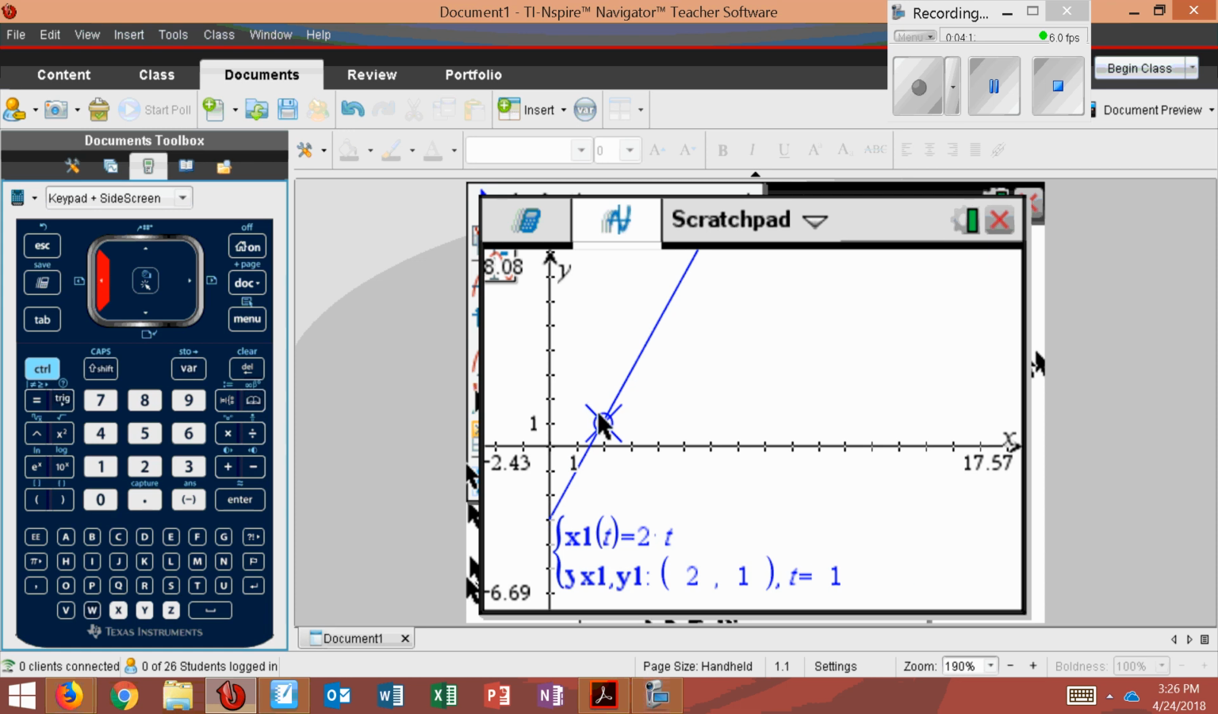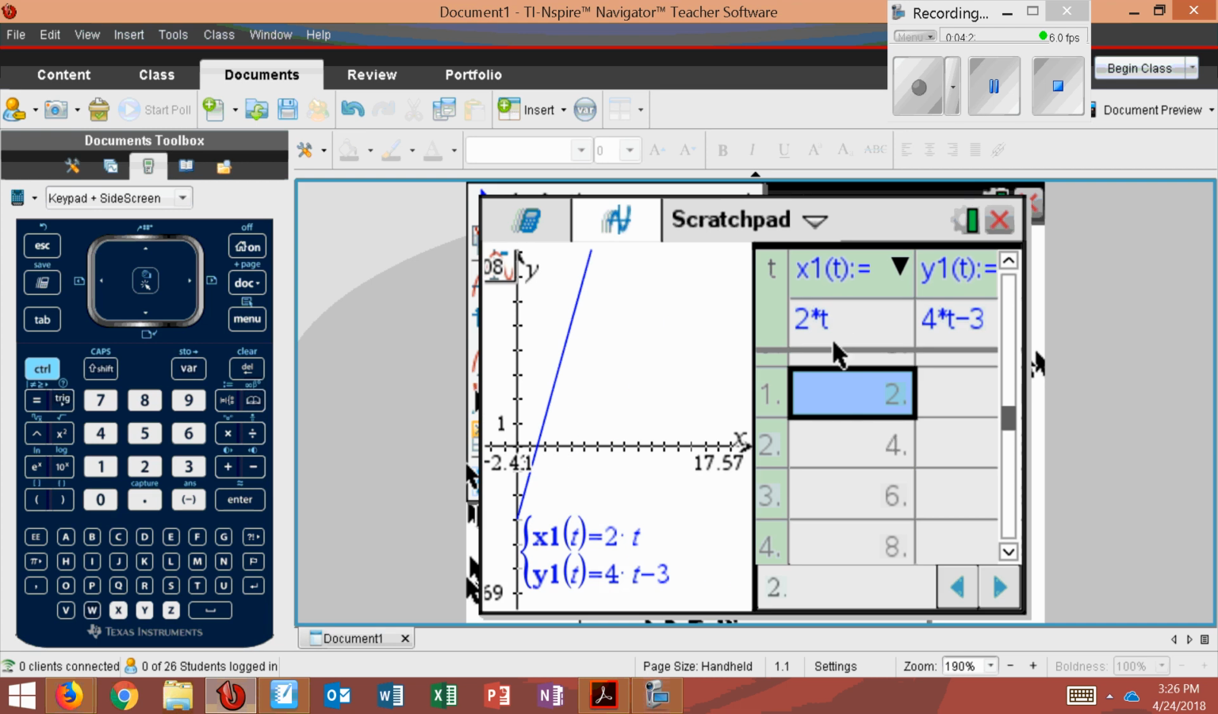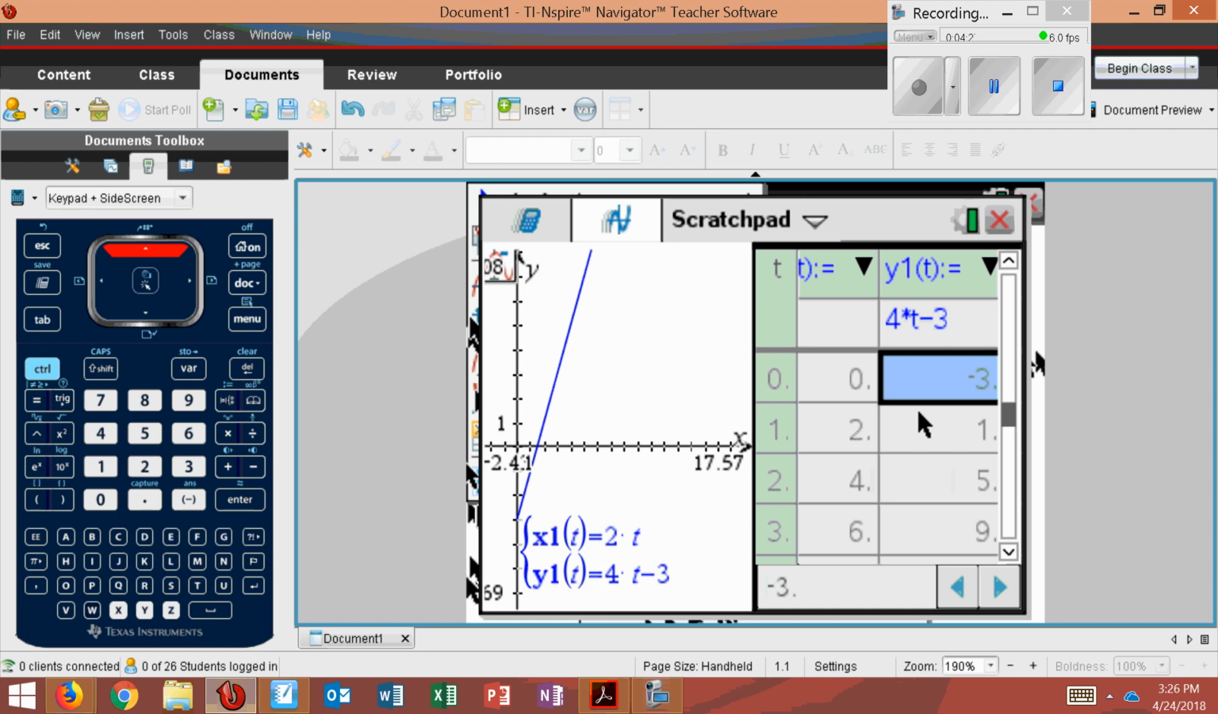Now, if part of the graph happened to cut off too early, you could have adjusted the time value, but this one does work. You could also probably do a Control-T, and from the table, also get your values. This is your x, this is your y. So there's 2, 1, and there's 0, -3. So those would have worked as well.